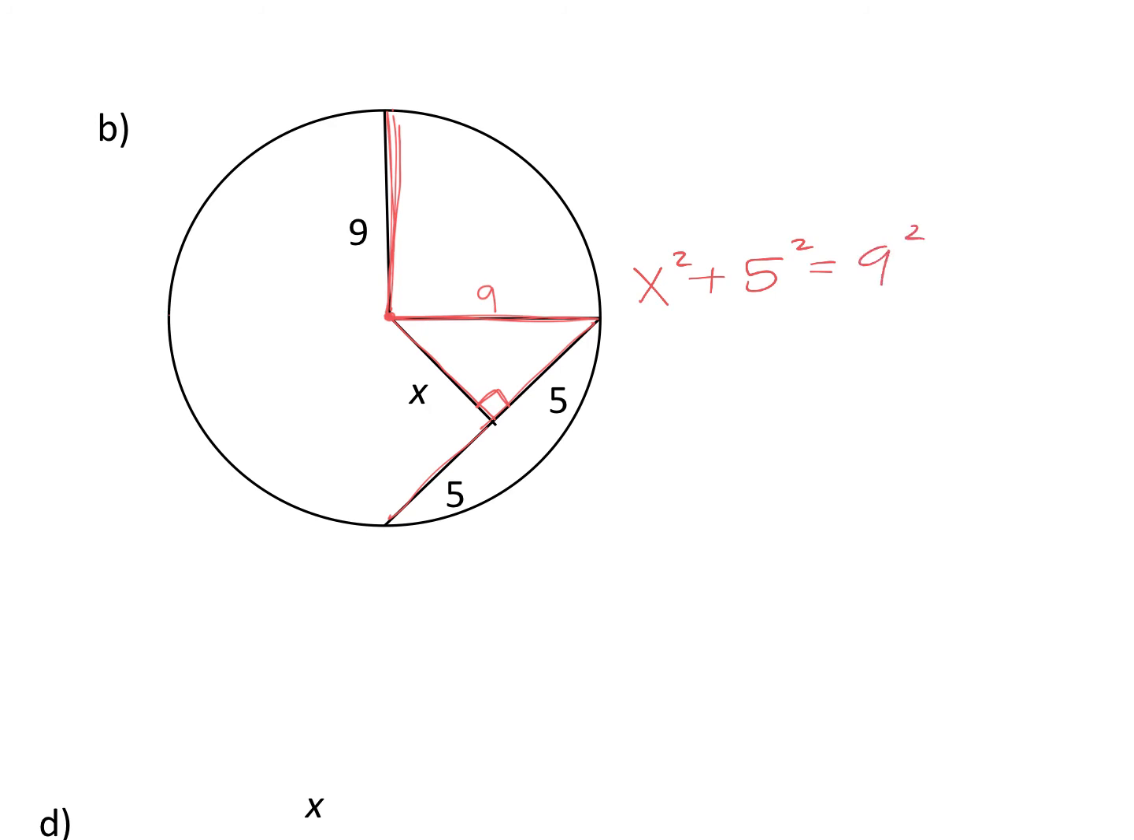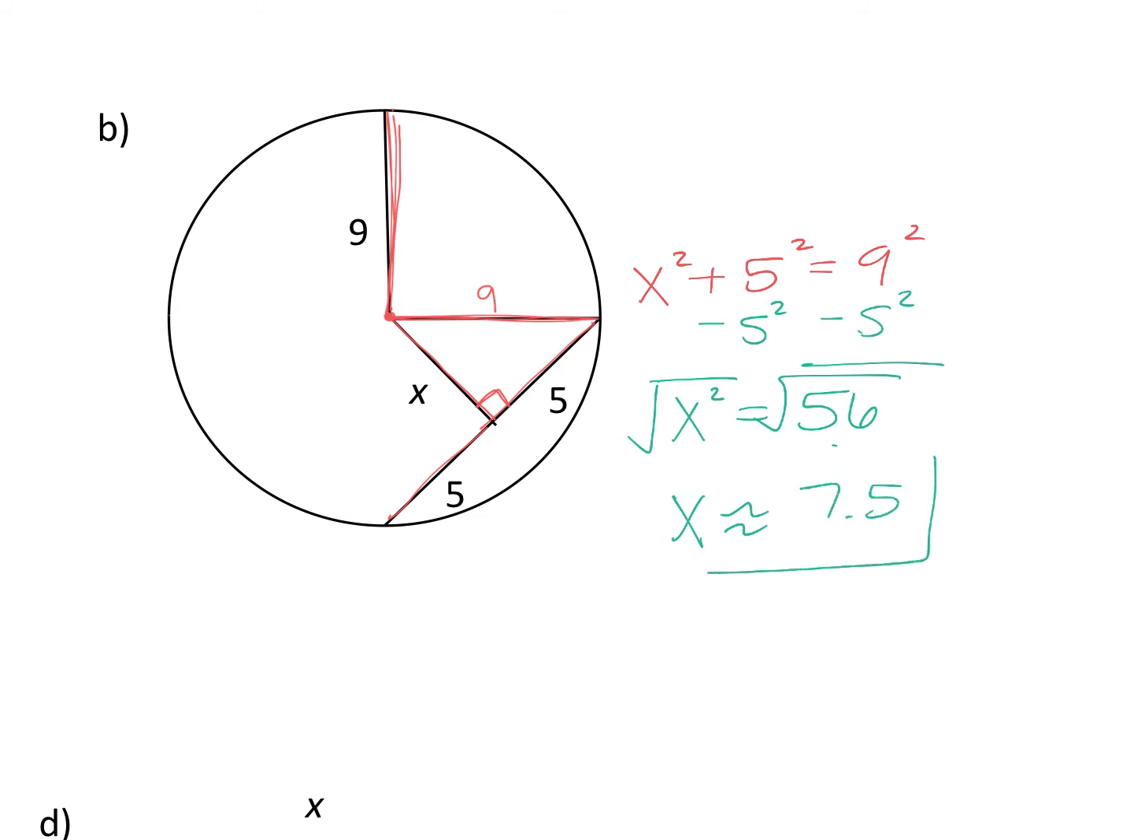This is where a lot of people made mistakes on the test. Be careful with this. If I take away 5 squared, is that 4 squared? No, right? 9 squared is 81. 5 squared is 25. 81 minus 25 is 56. Just plug it into your calculator. 9 squared minus 5 squared, 56. And then from there, you can take the square root. So x to the nearest 10th is 7.5.